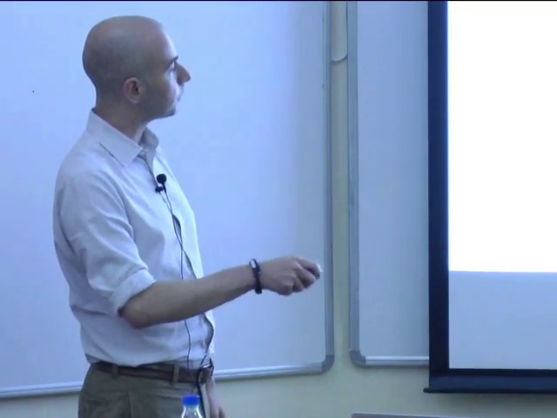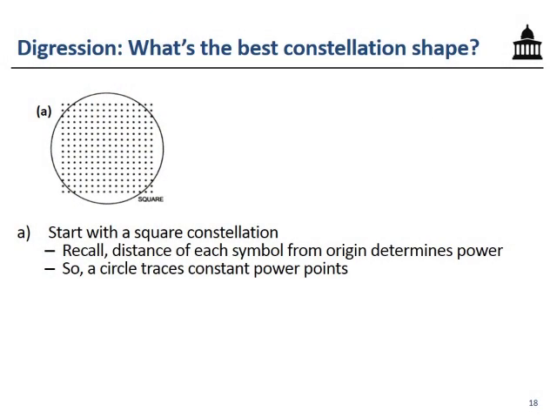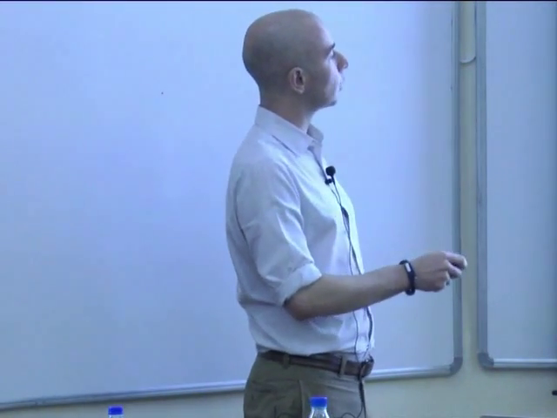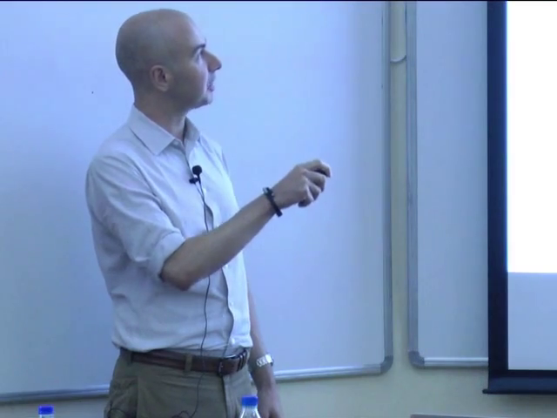It turns out that you can also think of other mappings that are more efficient. So you might be wondering at this point, what's the best constellation shape? All right, so let's think a little bit about that. Okay, so let's start with a square constellation. And remember that the power I send when I send any symbol in this constellation, the distance of each symbol from the origin, 0 here in the middle, is going to determine the power that I'll be sending. So if I draw a circle, I'm tracing possible constellation points that have the same power.